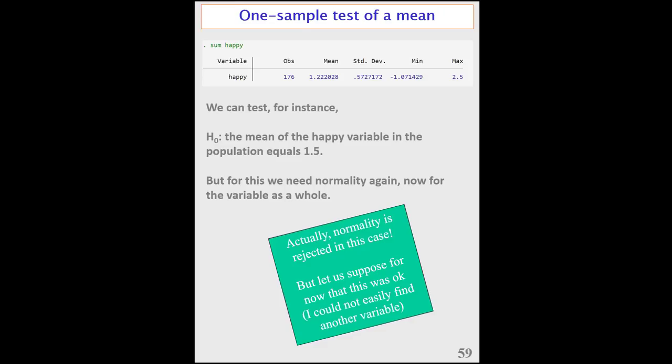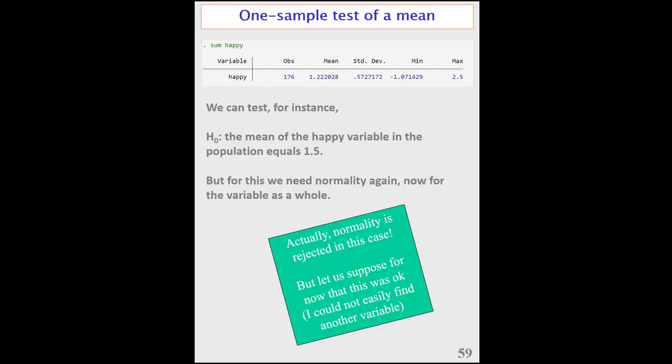First, a one-sample test of a mean. So instead of comparing two normal distributions with each other, what we could try to do is simply look at one normal distribution and test whether or not the mean of the distribution equals a given number. For instance, here we have a variable labeled happy again. The mean is 1.22. And let's say that I want to test whether or not that mean equals 1.5. So H0 would be, really, the mean is 1.5, but nevertheless we get data that look like this. Could that happen? Or how likely is it that that would happen?